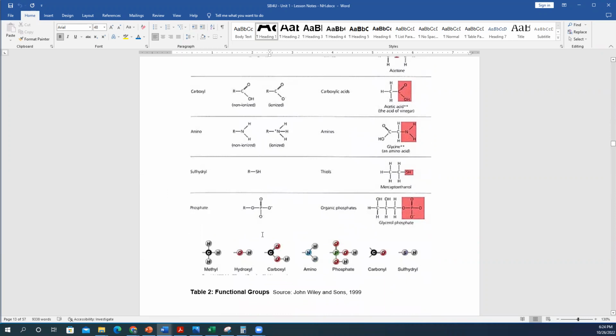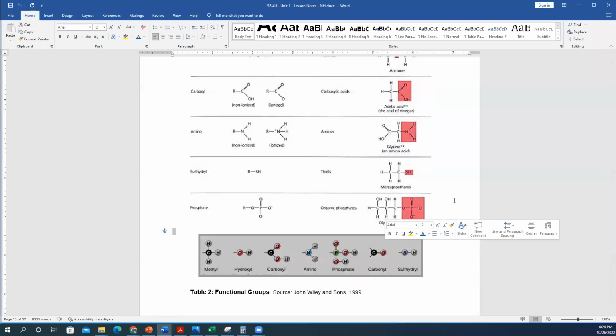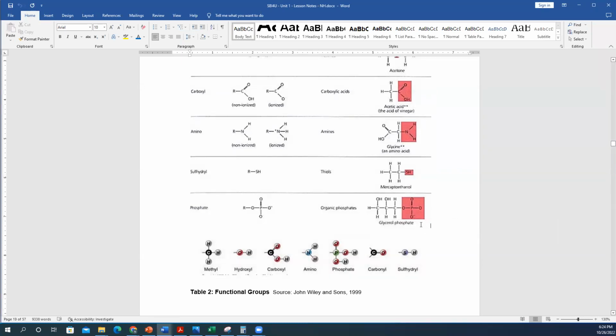Phosphates, very important. We talked about phosphates as relevant to DNA. DNA has got phosphates in its backbone. Its backbone is made out of sugar groups and phosphate groups. Phosphate is a part of ATP and ADP, adenosine triphosphate, adenosine diphosphate. And also another example of this is glycerol phosphate. And you can see the phosphate group over here.